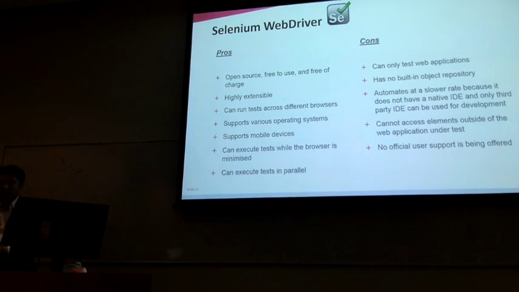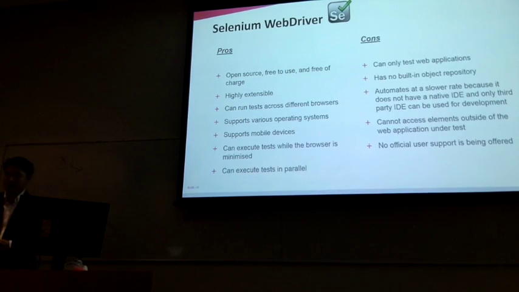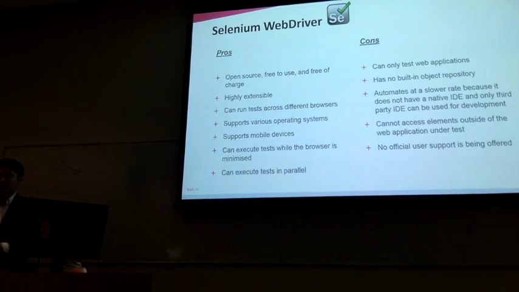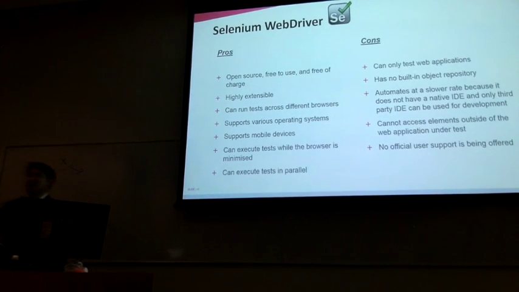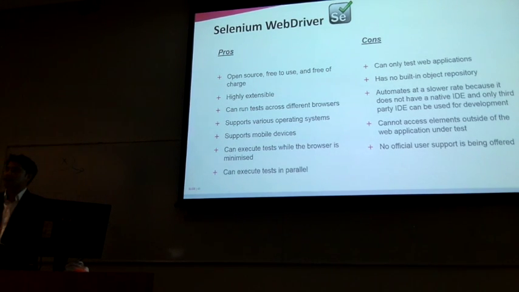It automates at a slower rate because it does not have a native IDE, and only third-party IDEs can be used for development. So it doesn't have its own application. You have to use a third-party IDE like Eclipse or Visual Studio to actually use Selenium. No official user support is offered. Because it's open source, there's no support for it.